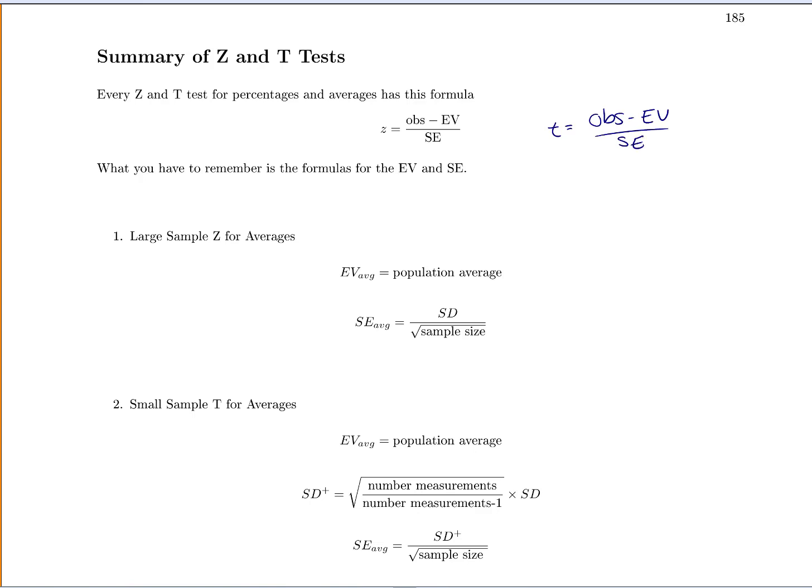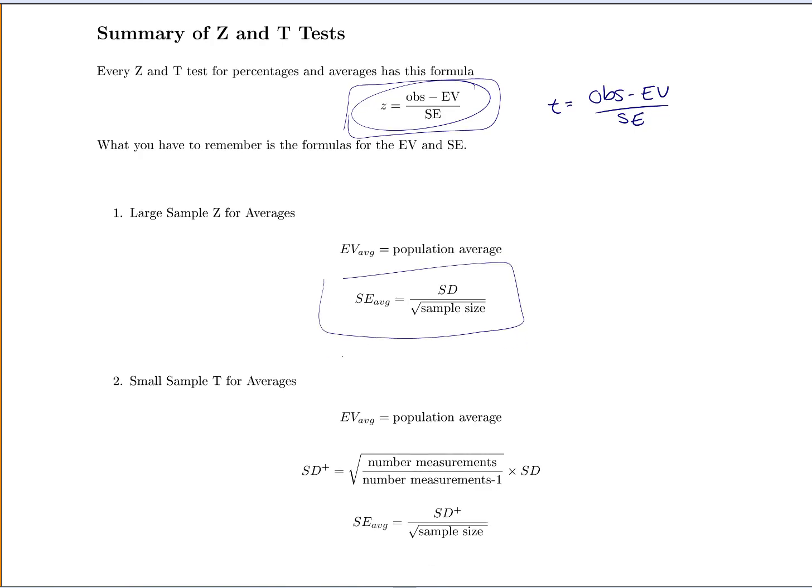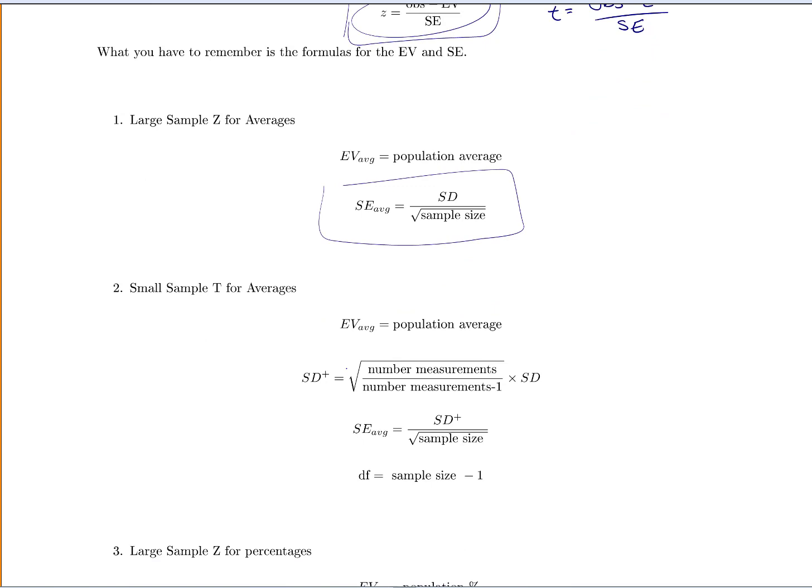Now for this class, the person in charge does a very small formula sheet. So this one's not going to be on there because it's exactly the same as this. And you just have to remember to put a T instead. What you have to remember is the formulas for expected value and standard error, which again are all very similar, just with slight tweaks. So large sample z-test for average, your expected value for your average would just be equal to your population average. And standard error for your average is SD over square root of sample size. So this formula would be on the test, and this formula would be on the test. But expected value for your average, she's going to assume that you can just remember that.